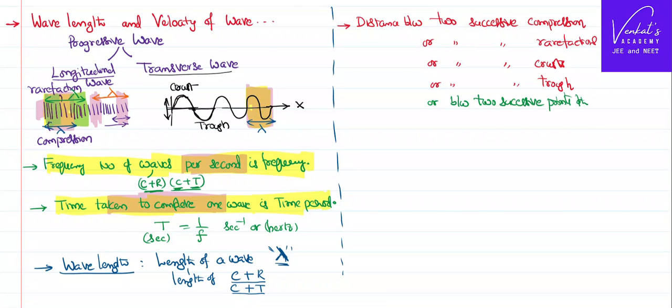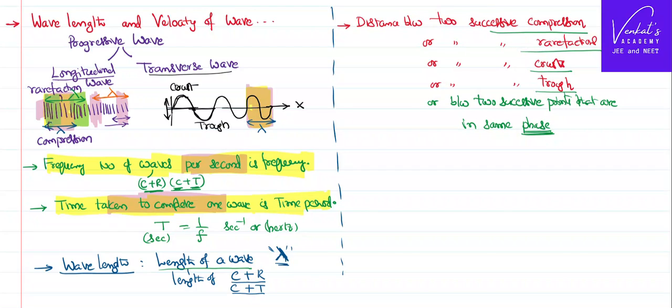that are in the same phase. So two successive compressions are in the same phase, two successive rarefactions are in the same phase, that is the position with respect to a mean position. Two crests are in the same phase, two troughs are in the same phase. Or in the other way, the length of the wave itself is also called wavelength. Whatever way you define it, you finally end up with the same meaning.